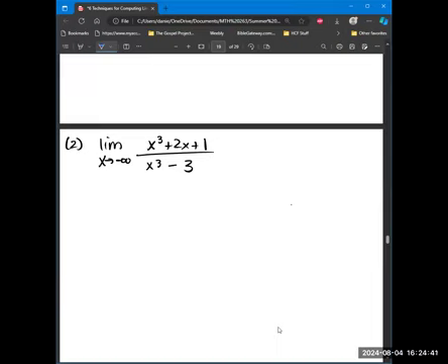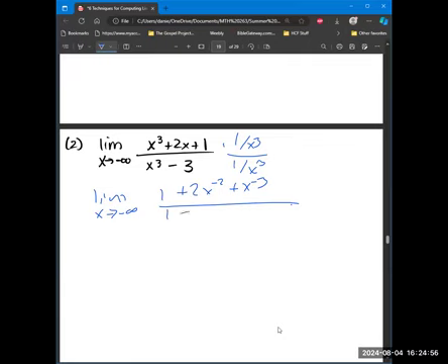Degree of the top and degree of the bottom are the same. Let's multiply by 1 over x cubed. 1 over x cubed, limit as x goes to negative infinity, 1 plus 2x to the negative second plus x to the negative third over 1 minus 3x to the negative third. Any of these negative exponents as I go to plus or minus infinity are going to go to 0. This is 1 plus 0 plus 0 over 1 minus 0. So 1 over 1 is 1.